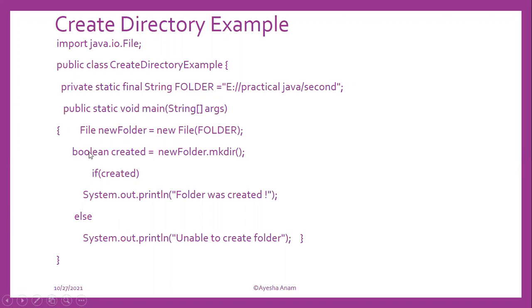Then the boolean data type is used to check whether this directory is created or not. So the method is mkdir. It will create the directory. If it already exists, it will return false. If it is not there, it will create that directory and return true. So boolean created is used, and we are checking with the mkdir method. If the directory is not there, it will create it. If created, it will show this message, folder was created. Else, unable to create folder.